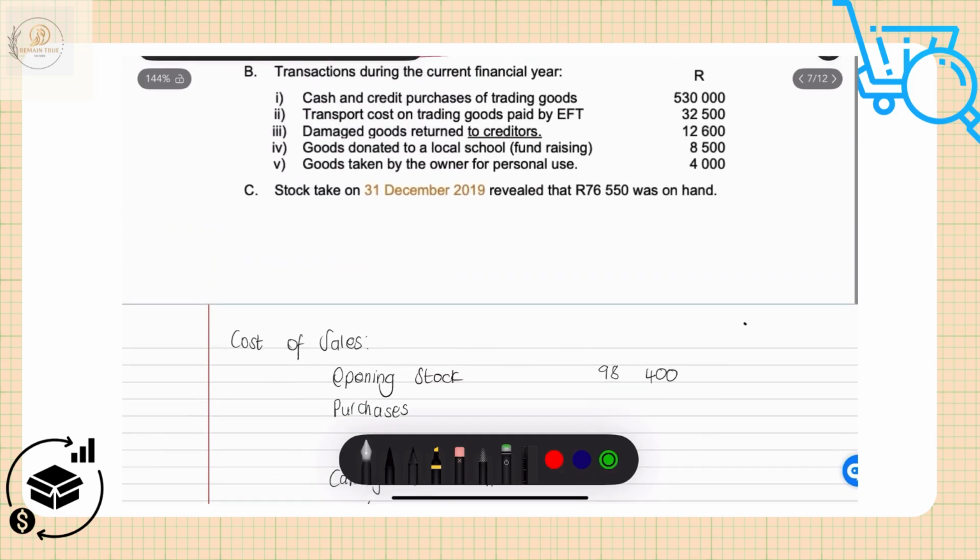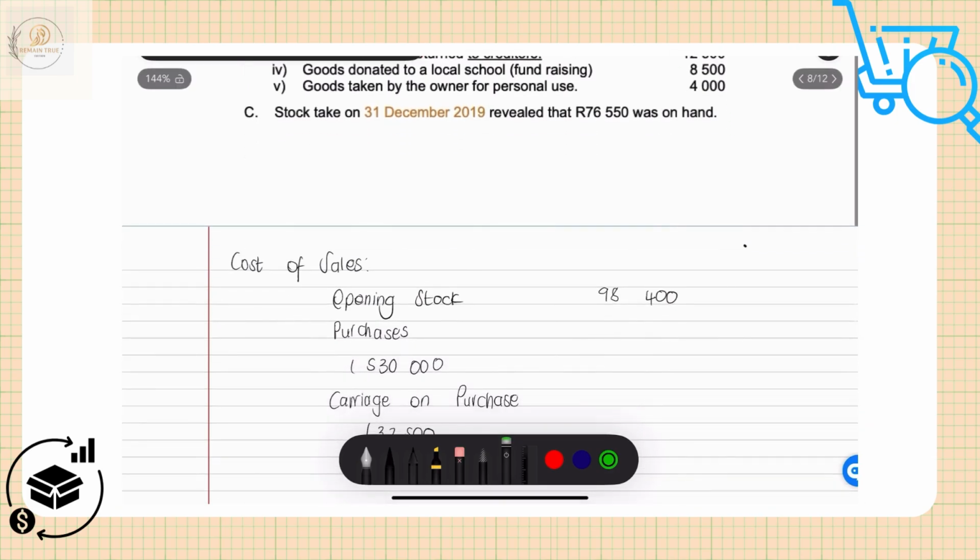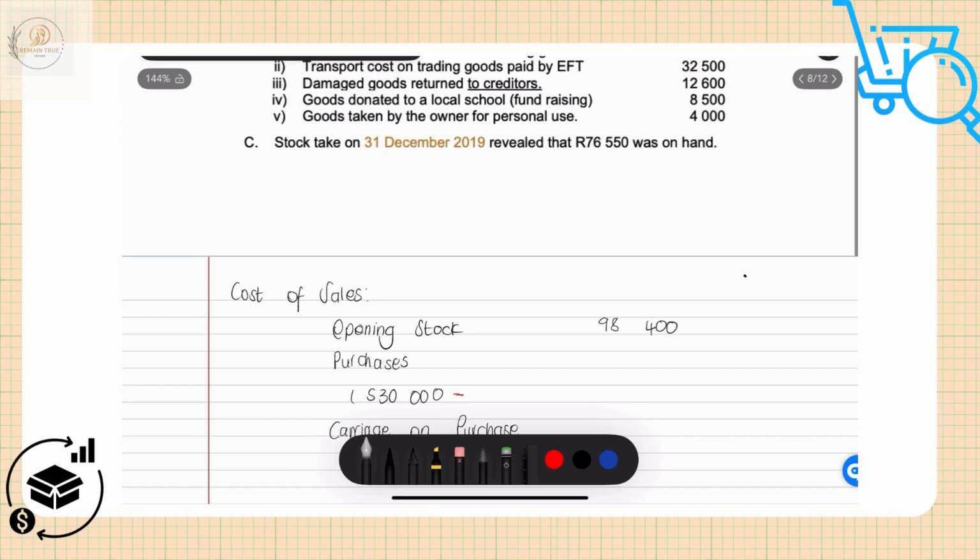Okay, let's go on to our next point. Number 3, damaged goods returned to creditors. So we no longer have them in our possession. They do not belong to us, yes? So it's no longer things we've purchased. We returned our purchases, so it can't be included in our purchases value. Let's take it out of purchases. So I'm going to say negative. How much? 12,600.